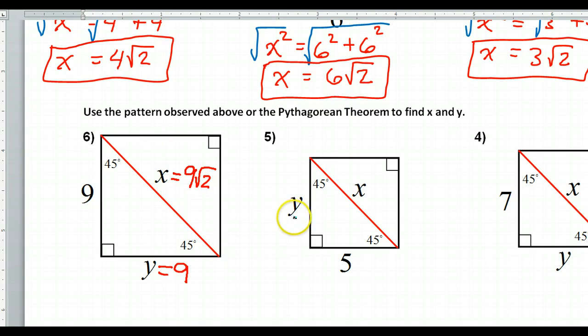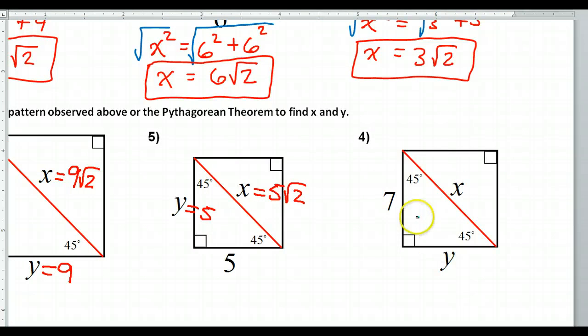Okay, well, what about number 5? What's y going to be? Y is going to be 5. So what's x going to be? 5 radical 2. Okay, so what's y going to be? 7. What's x going to be? 7 radical 2. Okay, I mean, it's really simple.